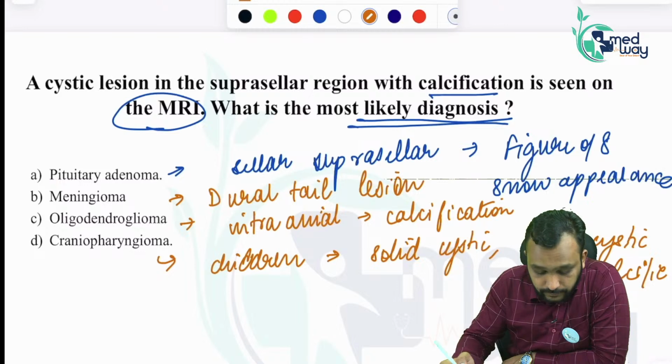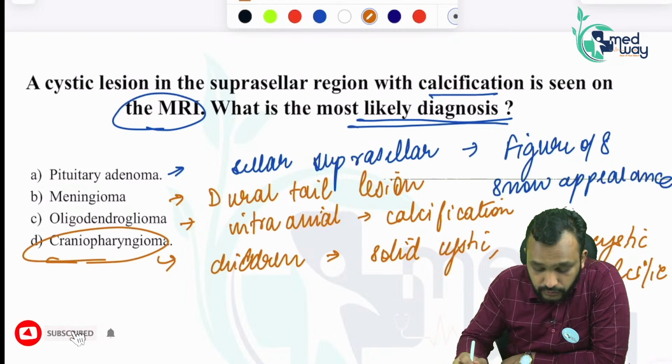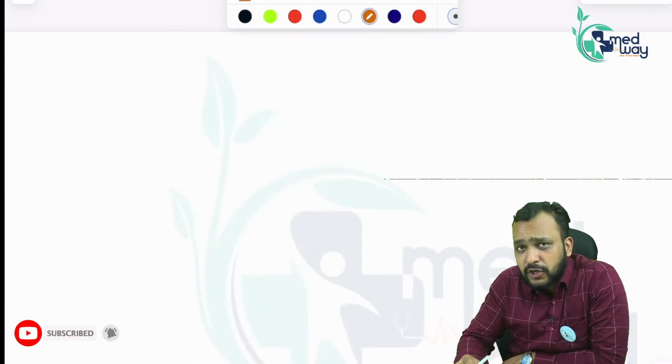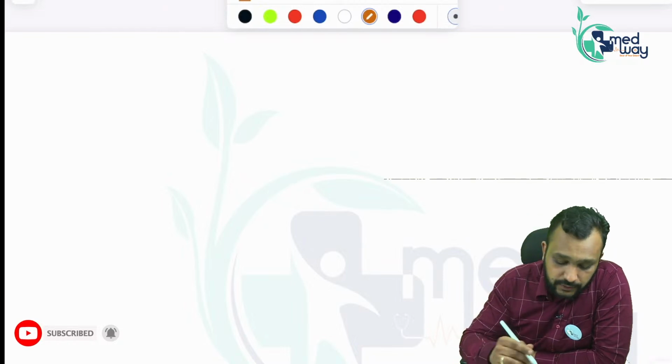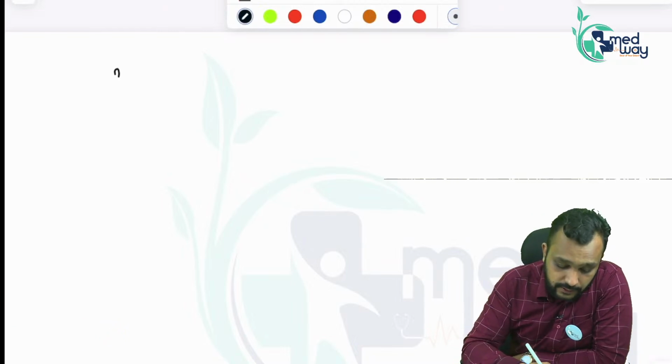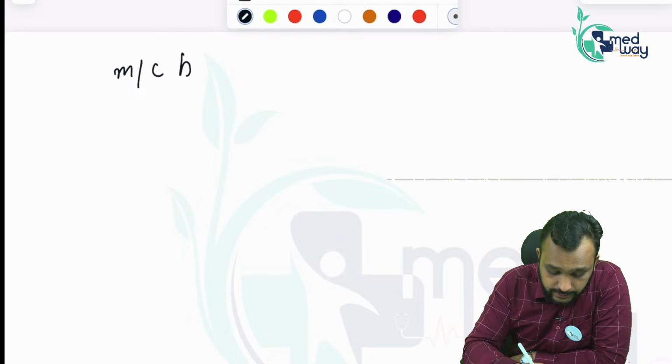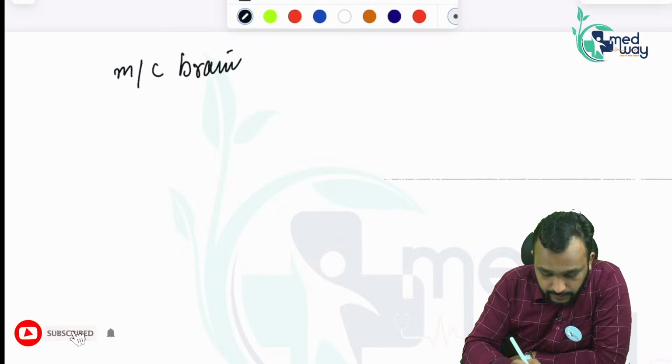So let us talk about the most common brain tumor. Can anyone tell me which is the most common brain tumor?